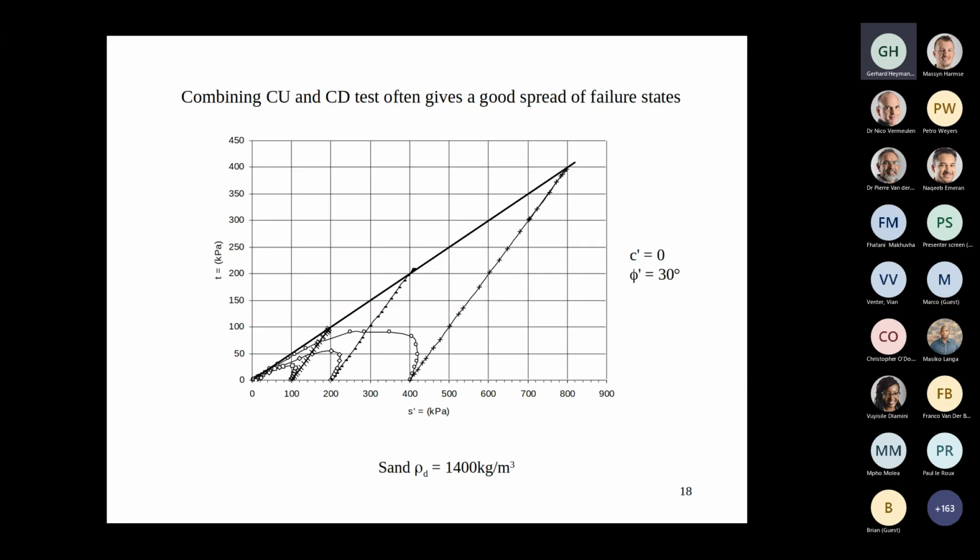Okay, I'm quickly going to go through some stress paths just to show you what typical stress paths look like and what information they contain. I've already shown this one. This was a very loose sand. We luckily did undrained and drained, and we were able to interpret CSL.